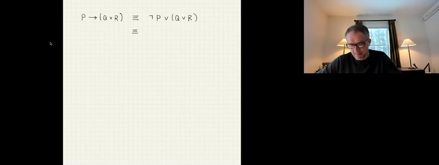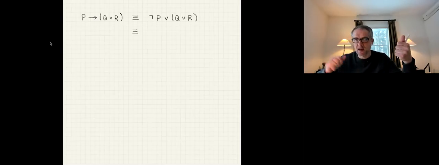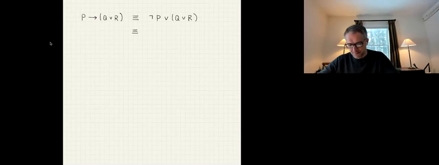Now, the truth is not P is equivalent to not P or not P. I haven't convinced you of that, but you can also convince yourself of that easily. Write a truth table with not P on one side and not P or not P on the other side. So I'm going to do that replacement here. I'm going to put not P or not P or Q or R.